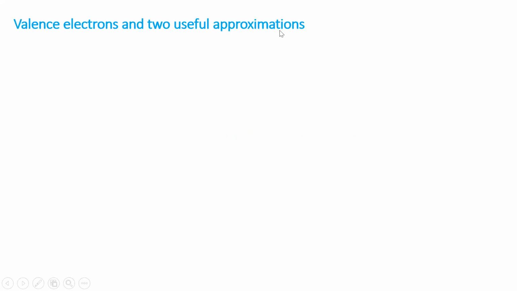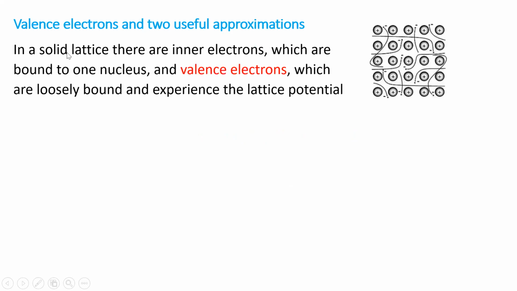Valence electrons and two useful approximations. In a solid lattice, there are inner electrons, which are bound to one nucleus. The electrons which have lower energies with regard to each nucleus tend to stay bound to that nucleus. There are also valence electrons, which are more loosely bound. Those are the outer ones with the higher energies. In a solid, they tend to spread out and become delocalized, and the wave functions spread over a set of atoms, and they experience the lattice potential. So not just the potential of one atom, but the potential of a lattice with a grid of energy structures. Those are the outermost electrons, which experience the lattice potential.